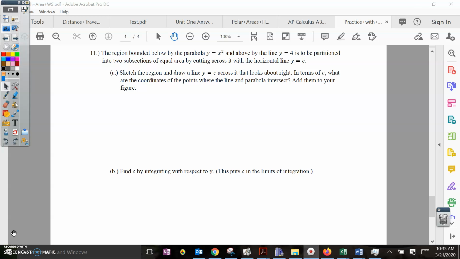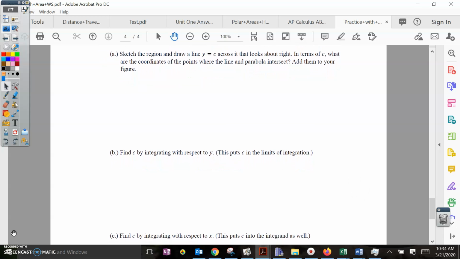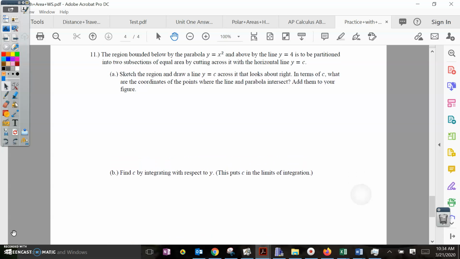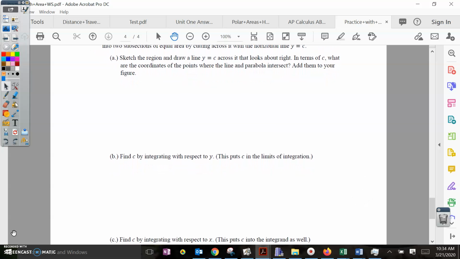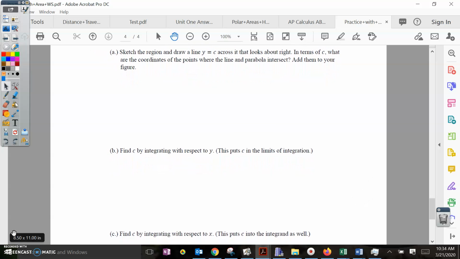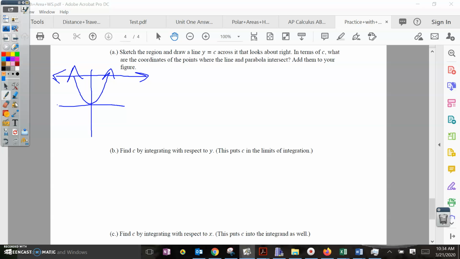equals c. Part A. Sketch the region and draw a line y equals c across it that looks about right. In terms of c, what are the coordinates? So first thing I'm going to do is sketch the region. We've got the parabola y equals x squared and the line y equals 4. And we're going to sketch in the line y equals c. That looks about right. It's going to be a little bit more than halfway across there.